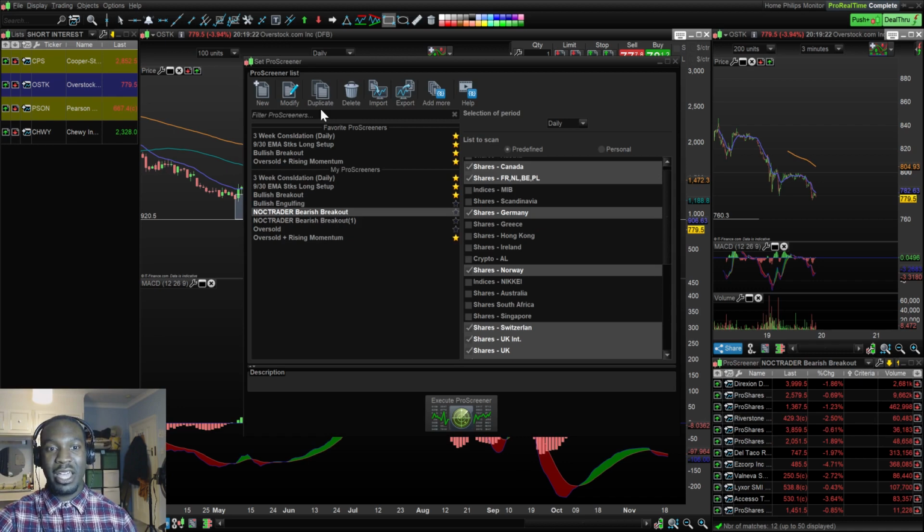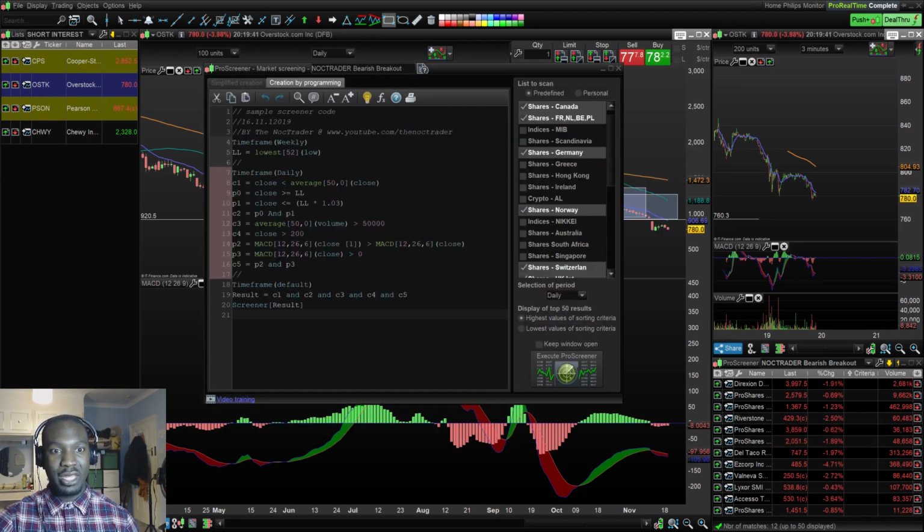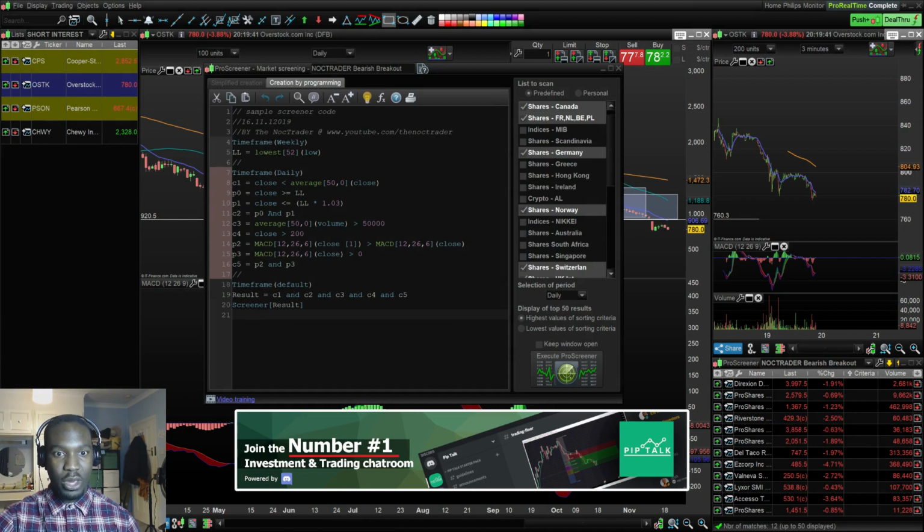After a bit of long nights, I ended up coming up with this code, and it's the NocTrader bearish breakout. You know how to name brand it. And if you look at the code here, what it is, you need a 52-week low. Price needs to be above the 50-day moving average, but price needs to be above the 52-week low, but below the 52-week low times 1.03. So it's just between 0 and 3%. Basically, it needs to be above the 52-week low and below 3% above the 52-week low, so that's in a little range just before it breaks out.